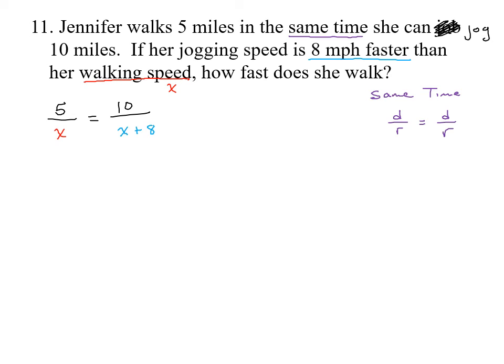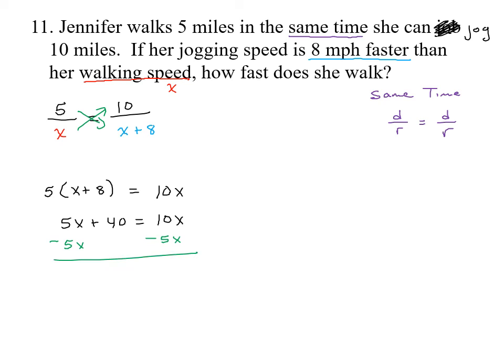And all we have to do here is cross multiply. Do the 5 times the x plus 8 and the 10 times the x. Cross multiplying this direction and in that direction. So I'll get 5x plus 40 equals 10x. I can get the x's all to one side by subtracting the 5x over. And then divide by 5 on both sides to get the x by itself. And 40 divided by 5 is 8.